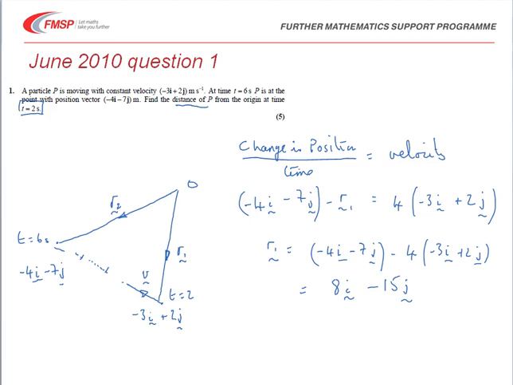Now the question asks not for the actual vector, but the distance of P from the origin. That's just a matter of working out the magnitude of the displacement. The distance from O at t equal to 2 is then the magnitude of this, which is root of 8 squared plus negative 15 squared. And if you calculate that, it turns out to be 17, and the question is talking about distances in meters, so the distance is 17 meters.